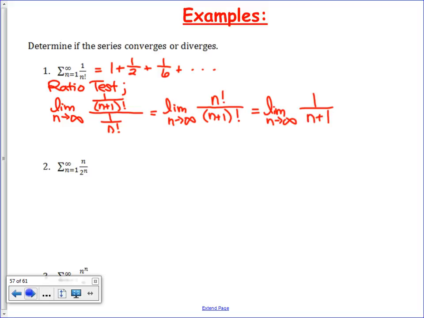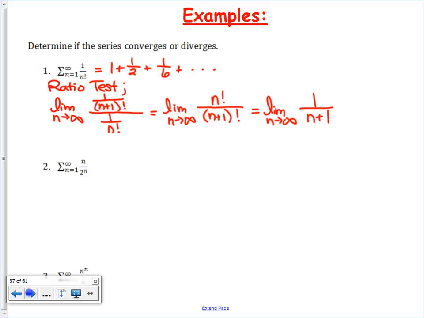Wait, pause. Does that make sense? Because I go 1, 2, 3 all the way up to n, and then what would the next one be? 1, 2, 3 all the way to n, but I go 1 more, n plus 1. So 1, 2, 3 all the way to n, 1, 2, 3 all the way to n. Those cancel, but I get n plus 1 still. Does that make sense? Why is this so good?